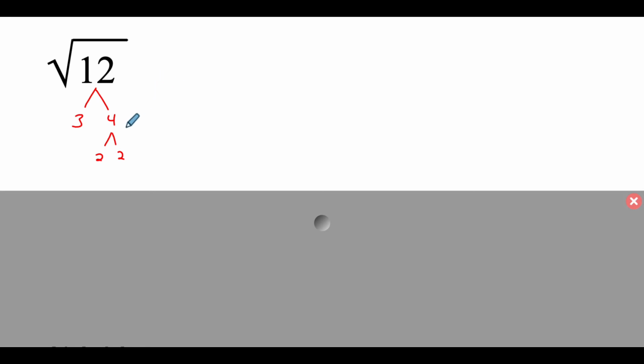Now we're looking for pairs of numbers. So I see right here that we've got a pair of 2's. So we take the 2 out of the radical. 3 didn't have a pair, so it stays underneath the radical. So the square root of 12 turns into 2 times the square root of 3.